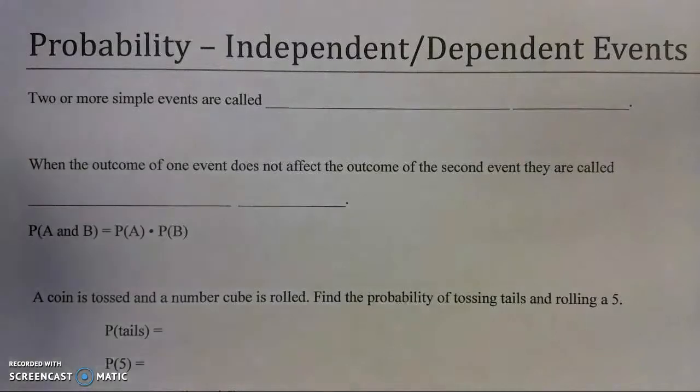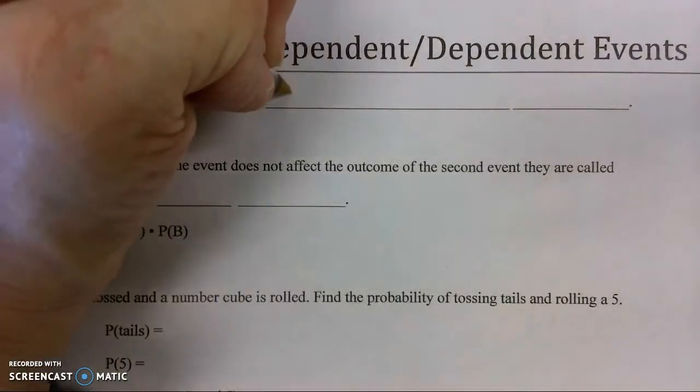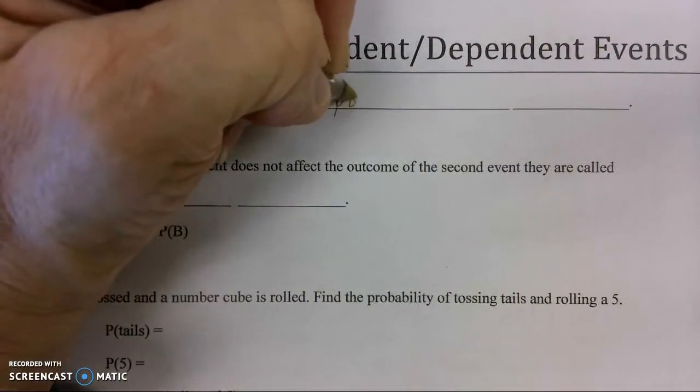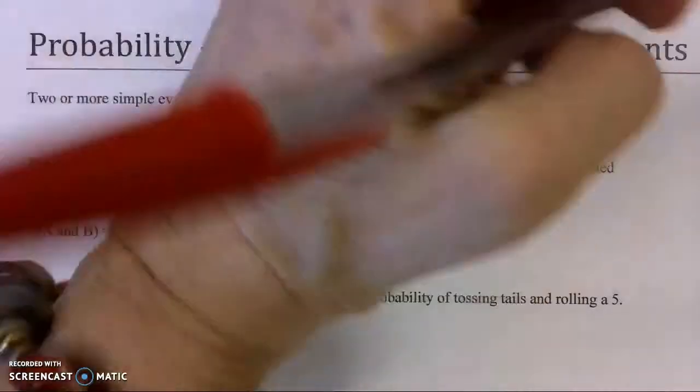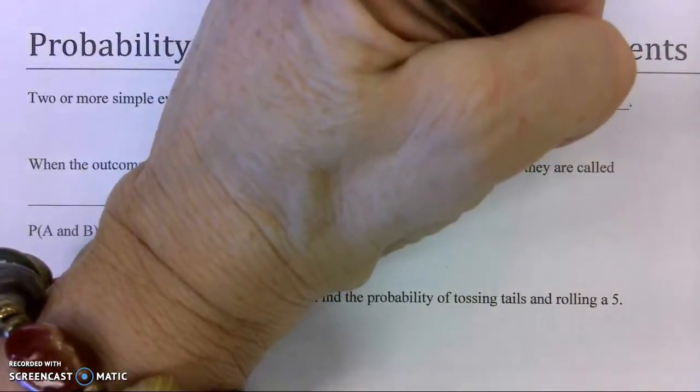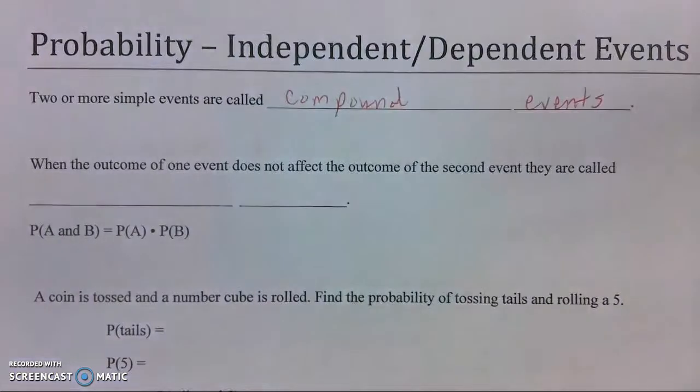So when I have two or more simple events, they are called compound events. And again, it just means that I'm doing more than one event. For example, I might be flipping a coin, rolling a number cube, spinning a spinner. There's more than one event happening.